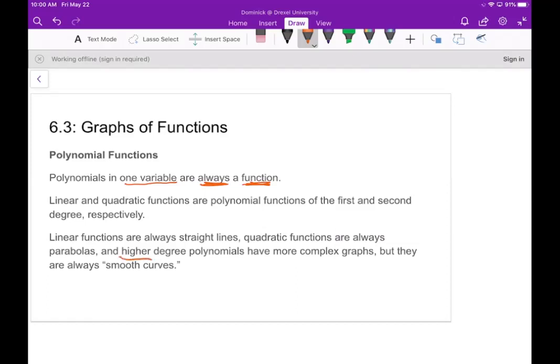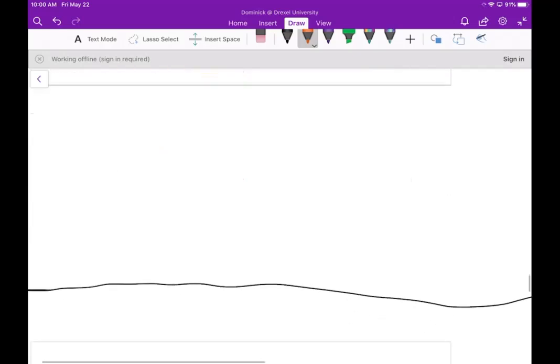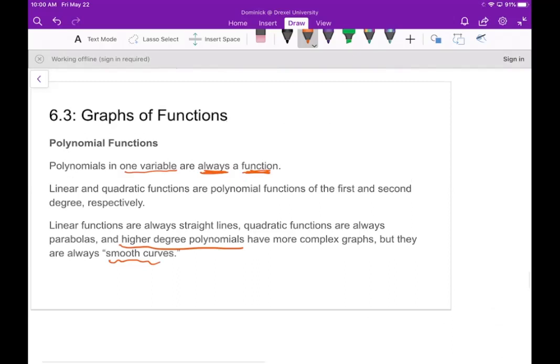Now, of course, higher degree polynomials, so if you have a third power, fourth power, 17th power, they're going to be more complex, but they're always nice and smooth curves. All right, so that's what we'll finish off with in this section.